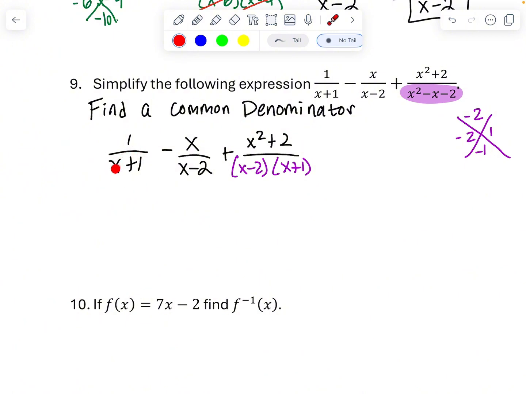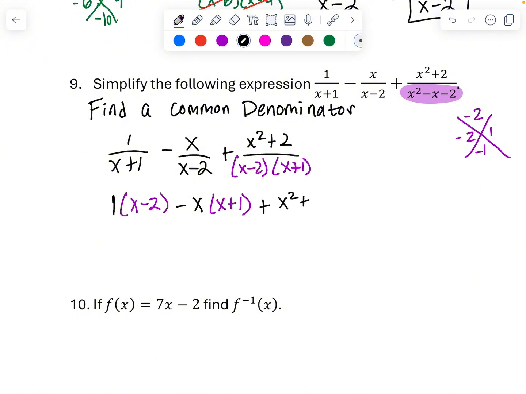So my x plus 1, I have this. I need that x minus 2. So I'm going to multiply that 1 by my x minus 2. I'm going to multiply the x by my x plus 1 because I have the x minus 2, but I need that x plus 1. And then my x squared plus 2 already has both pieces, so I don't need to do anything to that. Okay? And then we're divided by our common denominator now.